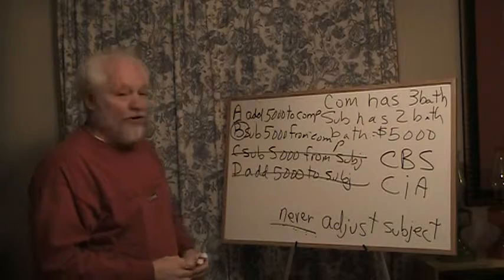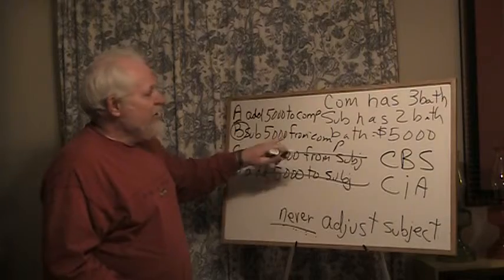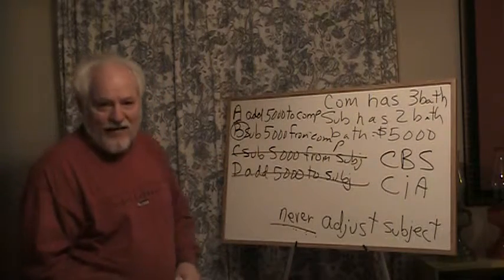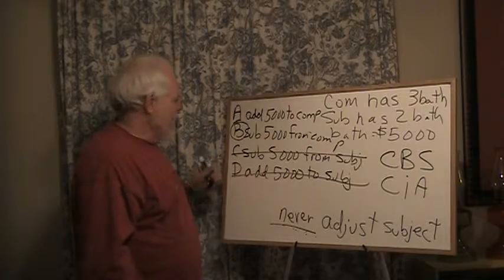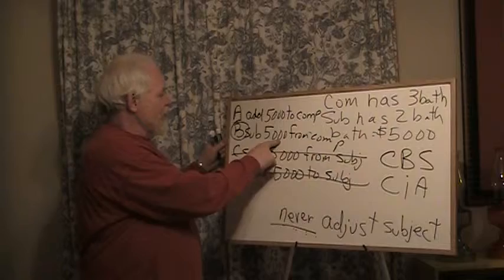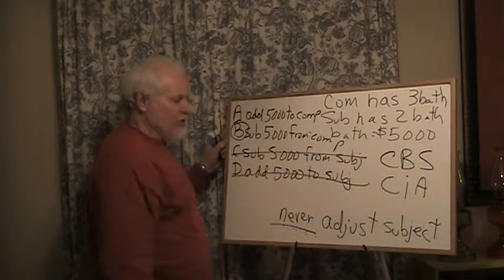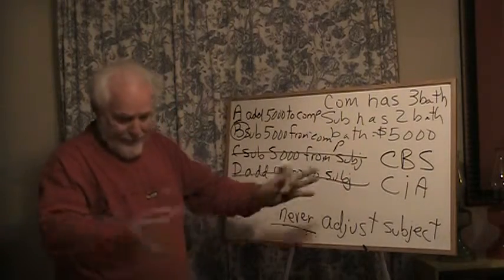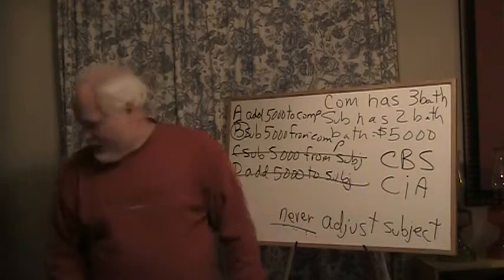So if the comp sold for $300,000, if it only had 2 baths, it would have sold for $295,000. That may not be a fact, but it's Mr. Appraiser's expert opinion. So we subtract from the comp. We never adjust from the subject. And if you got that, you can take anything and figure that one out.